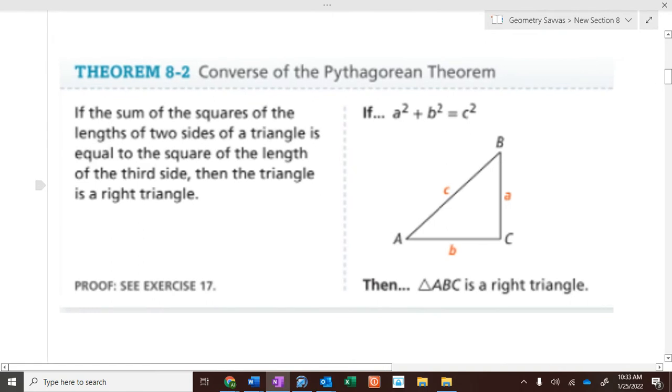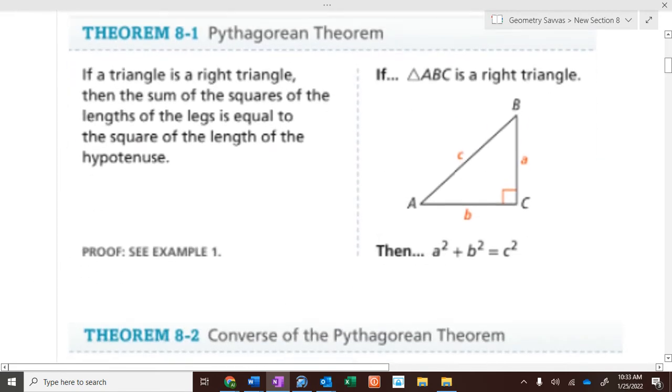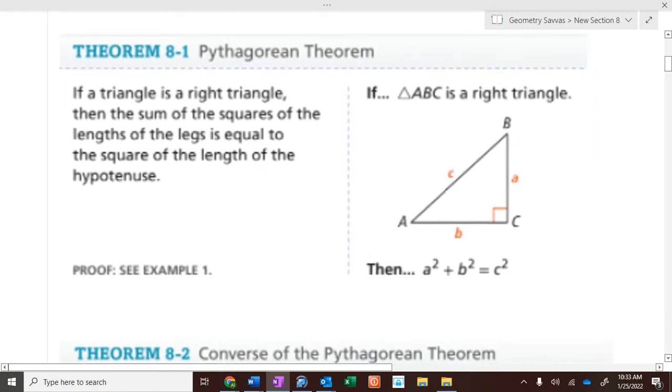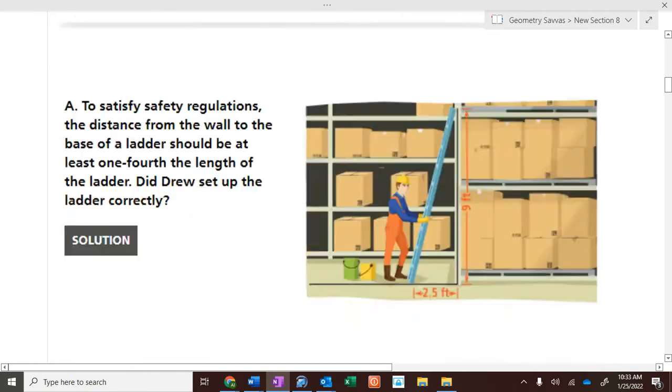Now, if c squared equals a squared plus b squared, then that means we have a right triangle. If c squared is greater than a squared plus b squared, it's obtuse. If c squared is less than a squared plus b squared, it's acute. And we'll get to that later. But that's the converse of the Pythagorean theorem. If this works, then it's a right triangle. Where the regular Pythagorean theorem, if we have a right triangle, then c squared equals a squared plus b squared.